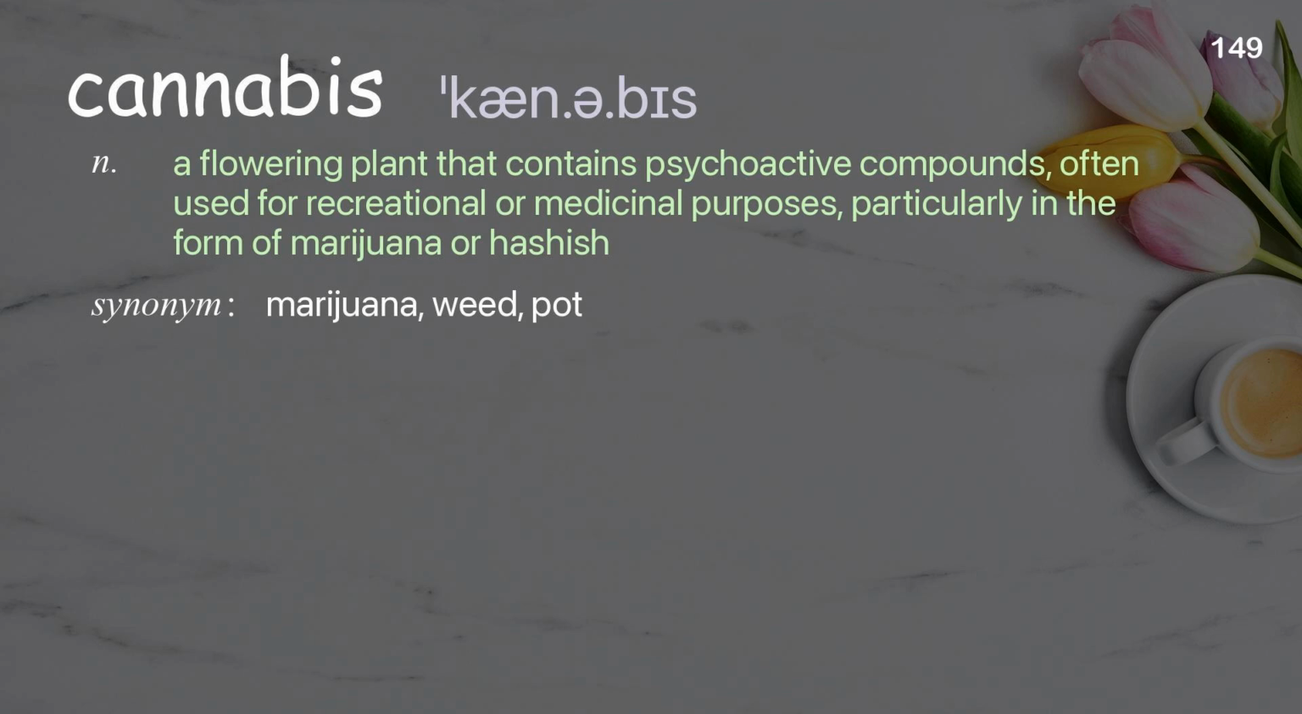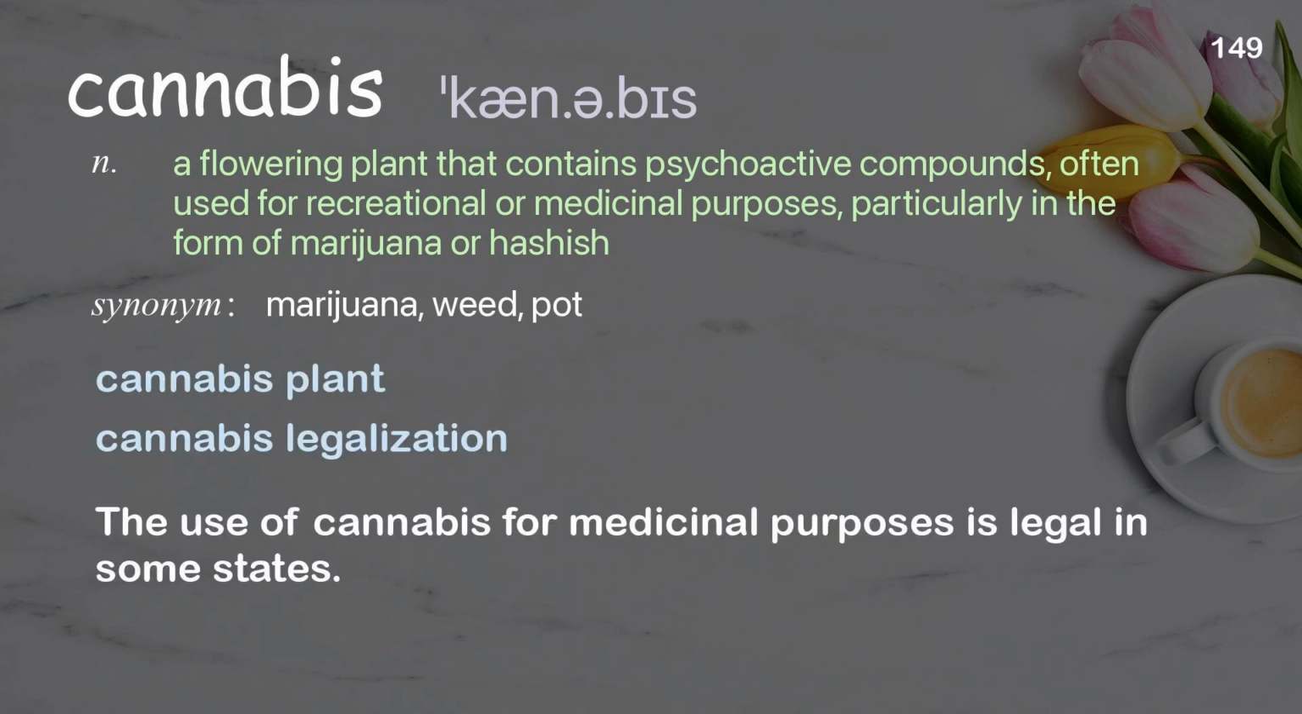Cannabis. A flowering plant that contains psychoactive compounds, often used for recreational or medicinal purposes, particularly in the form of marijuana or hashish. Examples: Cannabis plant. Cannabis legalization. The use of cannabis for medicinal purposes is legal in some states.